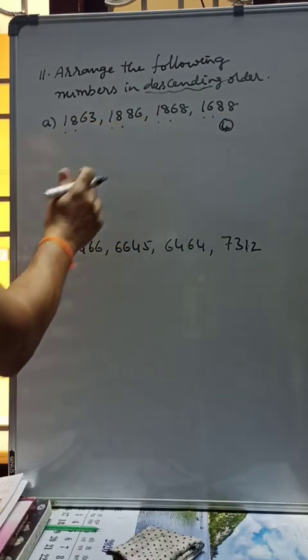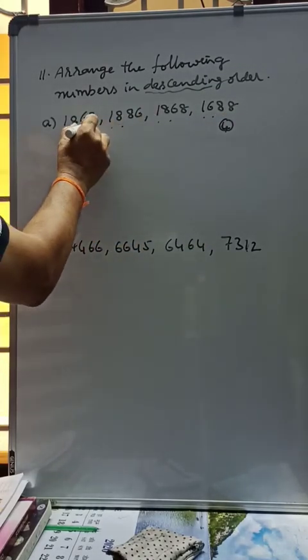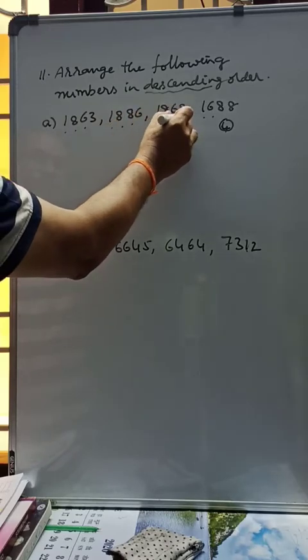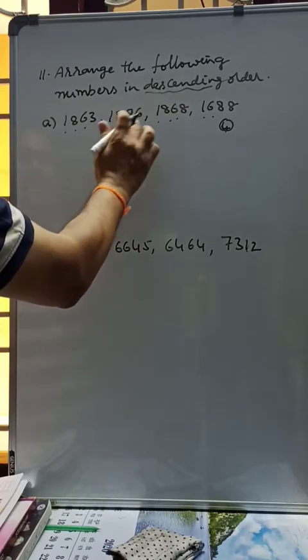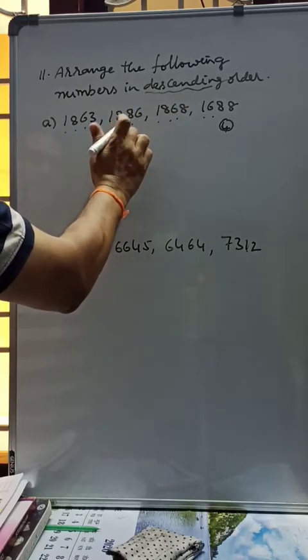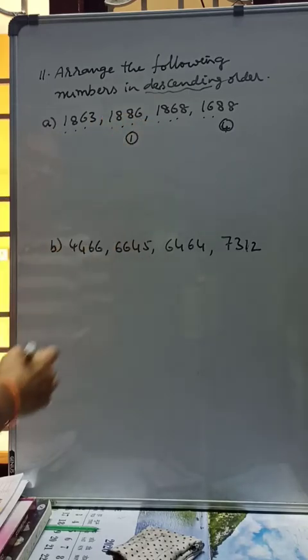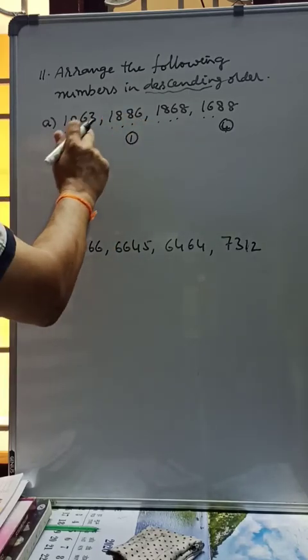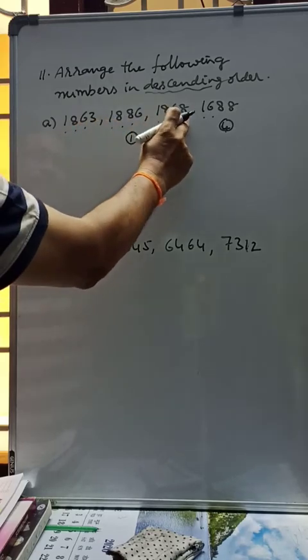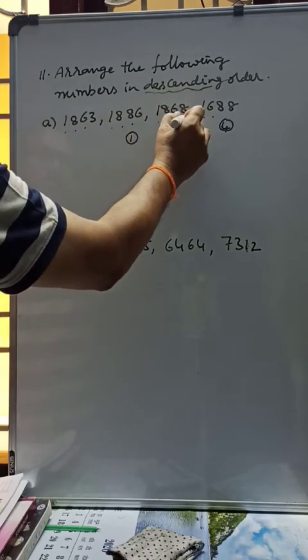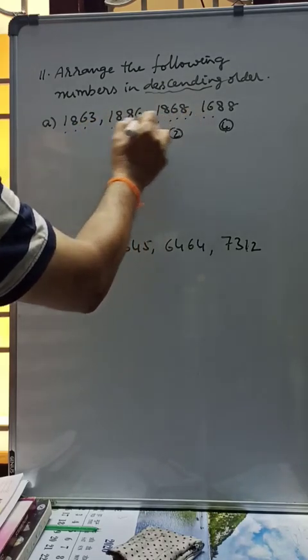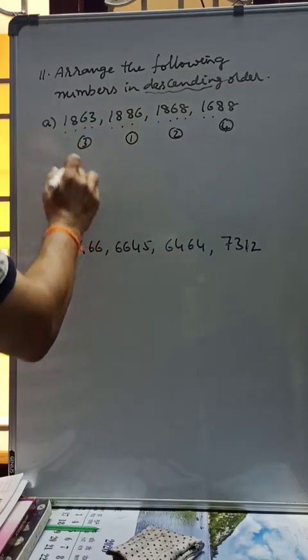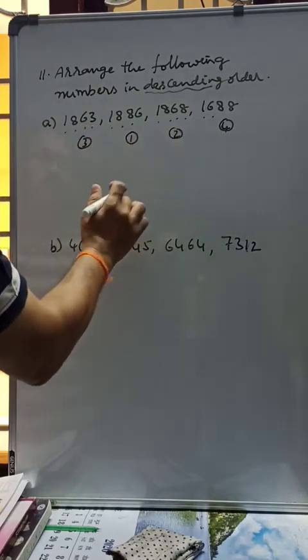Among first, second and third, comparing the tens place, 6, 8 and 6. Between 8 and 6, 8 is the biggest one, so you write this one as the first number. Coming to the ones place, 3 and 8. 8 is more than 3, so you write this number as second and this number as third. First, second, third and fourth.